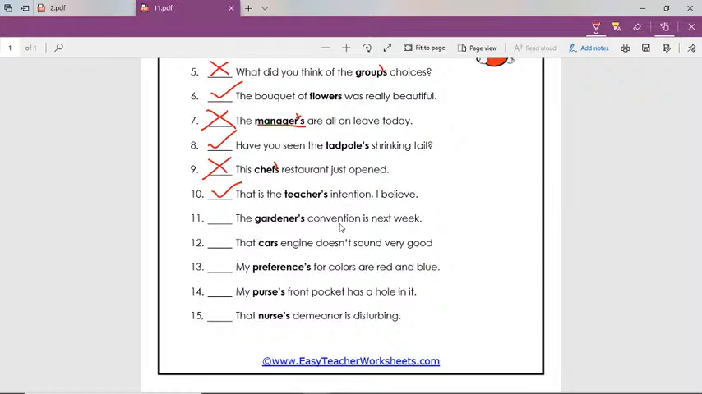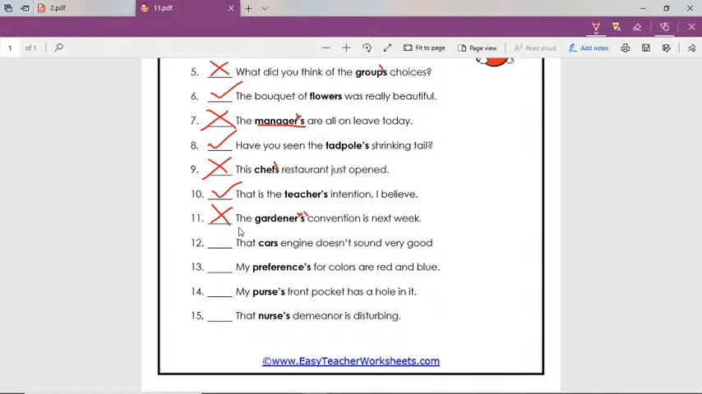Question 11. The gardener's convention is next week. And this is actually incorrect because in this case it's kind of implying that there are plural gardeners. You could arguably say it could be a singular gardener, but that would mean there'd be a whole convention just for one gardener. Generally we'd refer to a gardeners' convention, or for example a collectors' convention. That implies a plural, so there must be a few more gardeners going to this convention. So it would be the gardeners. We change the apostrophe and have it after the S. So it would be the gardeners' convention, the convention that belongs to a few gardeners. The gardeners' convention is next week.